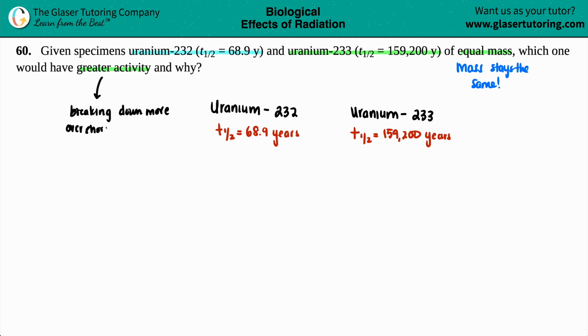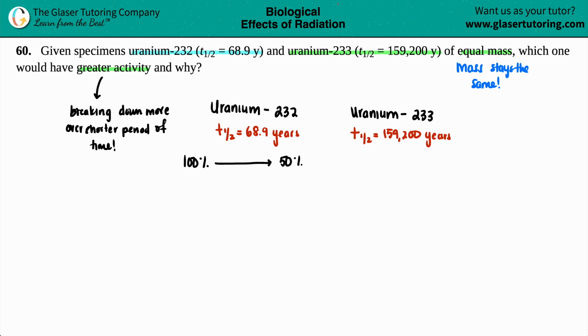If it's decaying over a shorter period of time, if it's decaying more rapidly, that means that it has more activity because it's releasing more particles, whether it's alpha emission or beta emission. You want to find out which one is going to break down more over a shorter period of time. And keep in mind that the half-life is the time it takes to get your sample down to 50%.